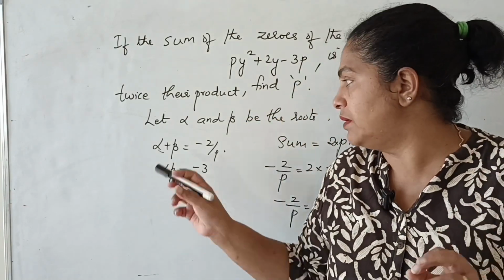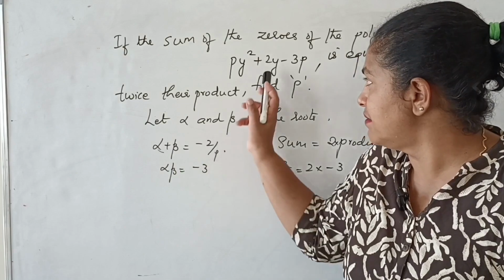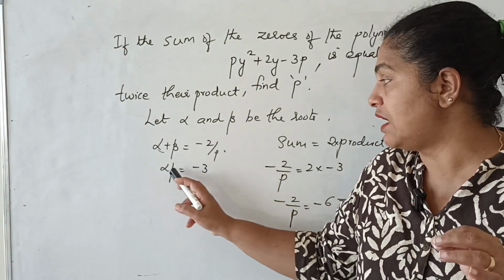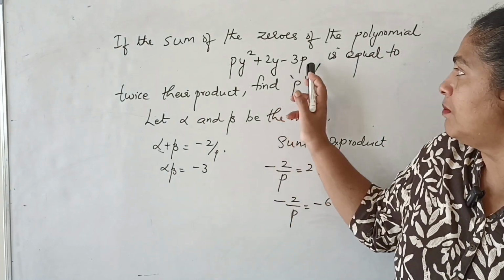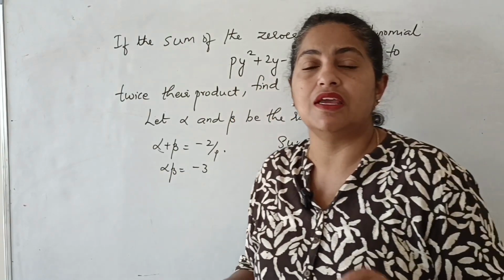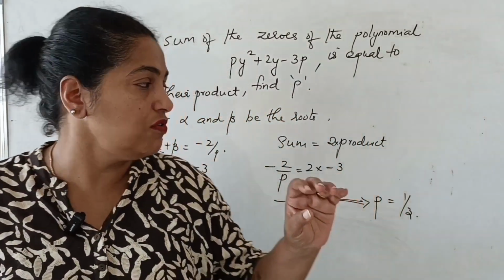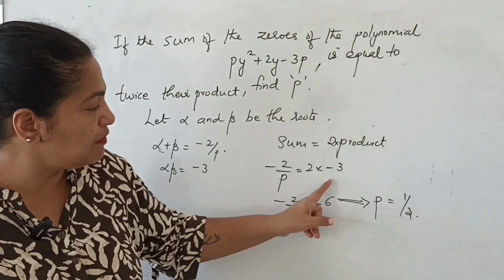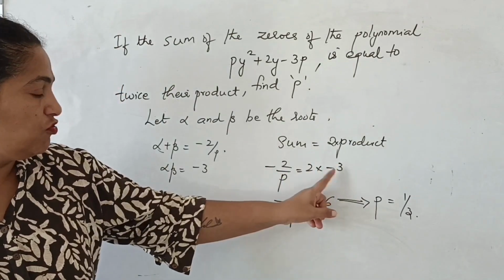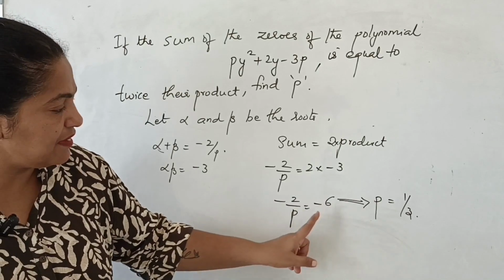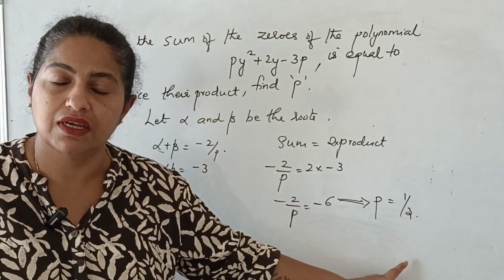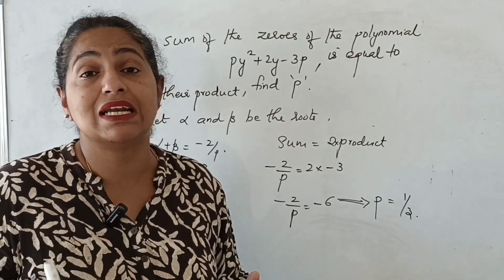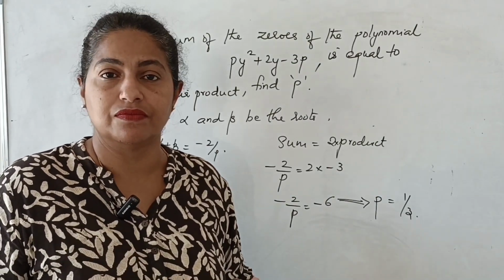Now it is given that the sum of zeros is equal to twice their product. Now let the roots be alpha and beta. Alpha plus beta is minus b by a. That's the formula. So using that I have written minus 2 by p, and alpha beta is equal to minus 3 because minus 3p by p will give you minus 3. It is given that the sum of the zeros is equal to twice their product. So minus 2 by p is equal to 2 into minus 3. So you will get minus 2 by p is equal to minus 6. Thus p is equal to 1 by 3. A very easy question. It can come for maybe 1 mark. So I hope you people are clear with how to approach this particular sum.